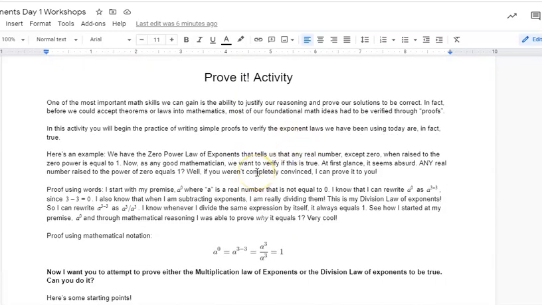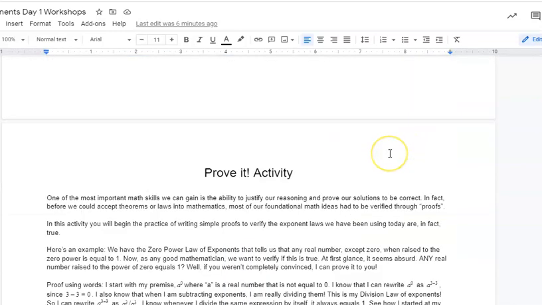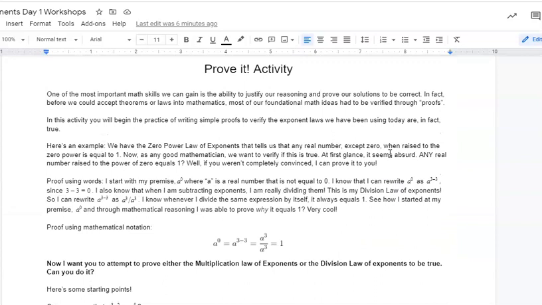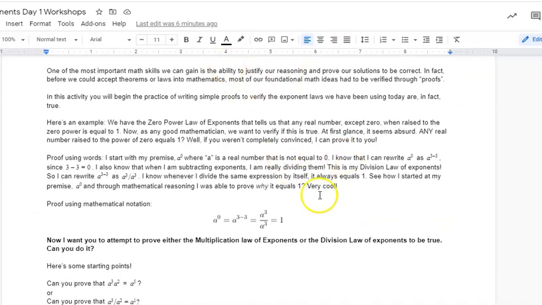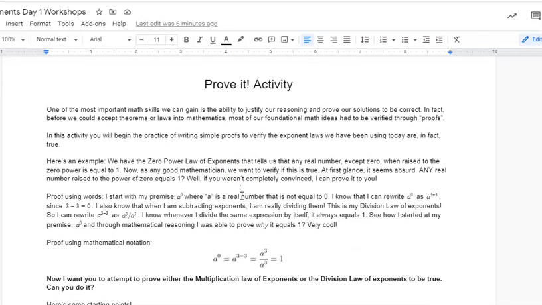The proof activity is on the same page. If you click on the hyperlink here, it'll take you immediately down here. What we're going to do is read this idea, and I'll give you the premise. Generally for the proof activity we're going to practice proofs. One of the most important math skills we can gain is the ability to justify our reasoning and prove our solutions to be correct. It's not enough just to say, this is my answer.